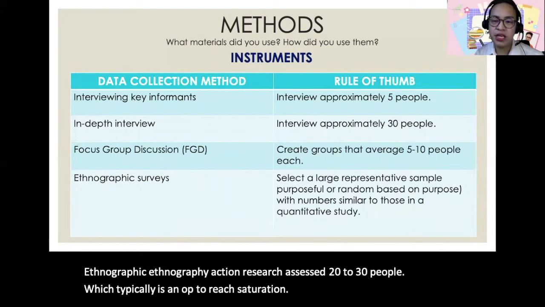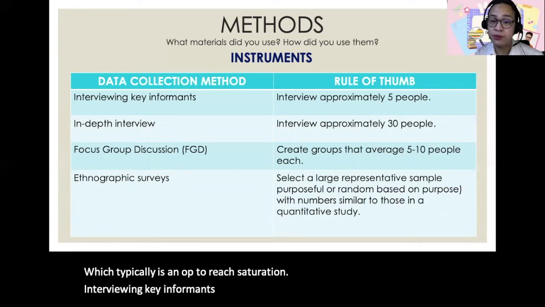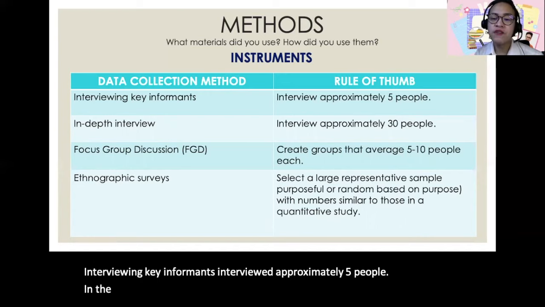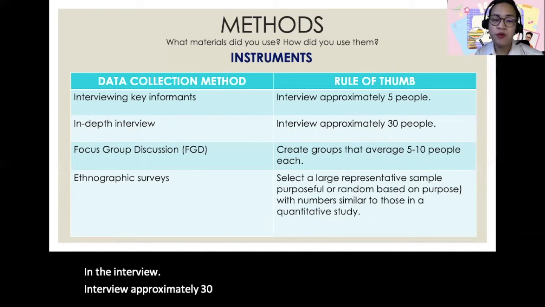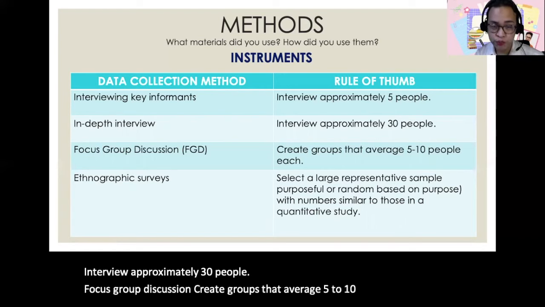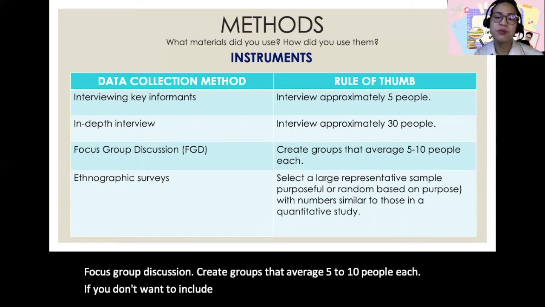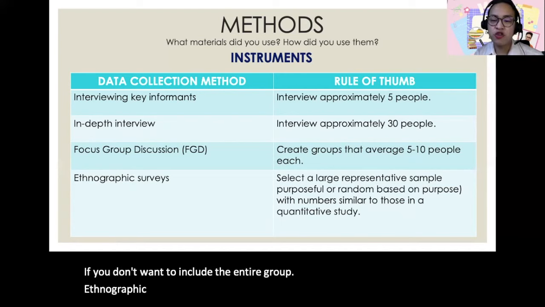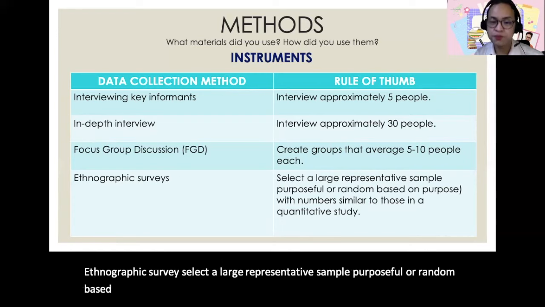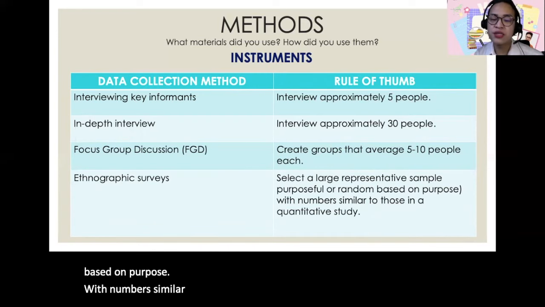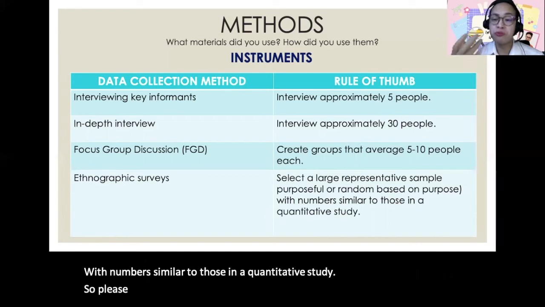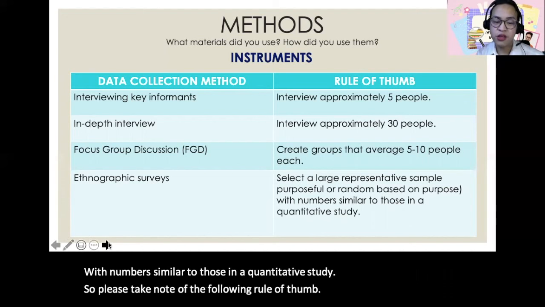Interviewing key informants, interview approximately 5 people. In-depth interview approximately 30 people. Focus group discussion, create groups that average 5 to 10 people each, if you don't want to include the entire group. Ethnographic survey, select a large representative sample, purposeful or random based on purpose, with numbers similar to those in a quantitative study. So please take note of the following rule of thumb so that you'll be properly guided.